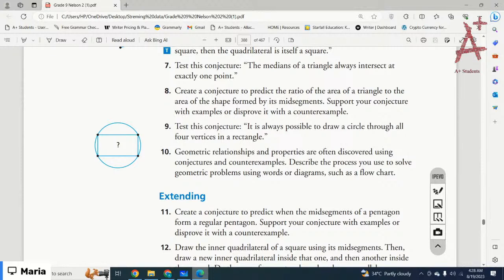Geometric relationships and properties are often discovered using conjectures and counterexamples. Describe the process you can use to solve geometric problems using words or diagrams such as a flow diagram. So once you have assumed a geometric relationship, since only one inaccurate proof is enough to refute the assumption, first try to prove that the assumption is not correct. If you have not been able to prove that the assumption is not true, it means that your assumption was true, right? If you find proof that the assumption is not correct, it is used to reevaluate your original assumption.